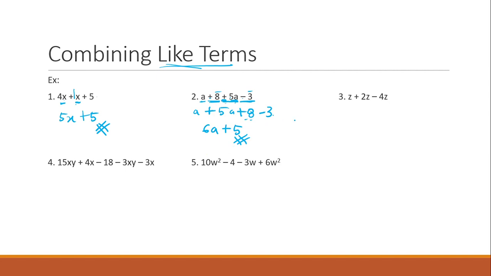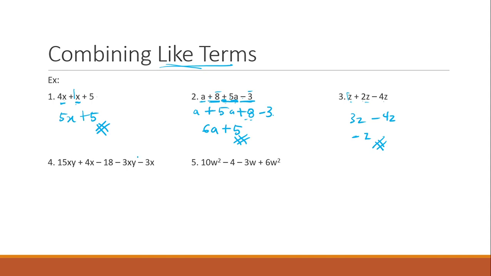So number 3. z plus 2z minus 4z. All of these are the same term, so we can just add straight away. z plus 2z, we will get 3z, minus 4z. So 3z minus 4z would mean negative 1z, or we can say negative z. So that is the answer.